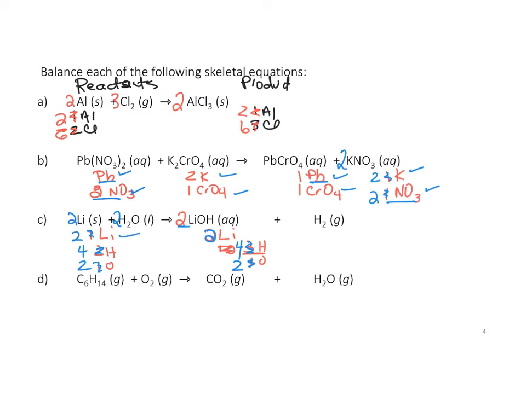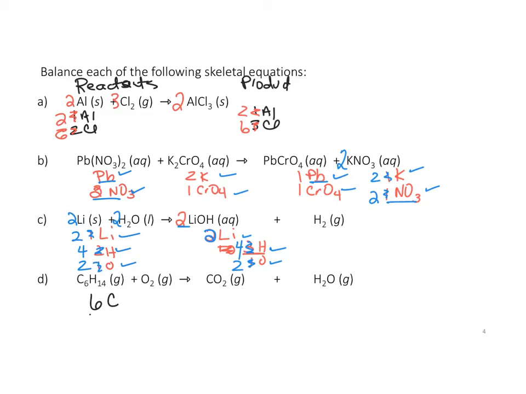So 2 lithiums, 2 lithiums, we always check it. 4 hydrogens, 1, 2, 3, 4, 4 hydrogens. We have 2 times 1 is 2 oxygens and 2 oxygens. All right, so let's go and take inventory.